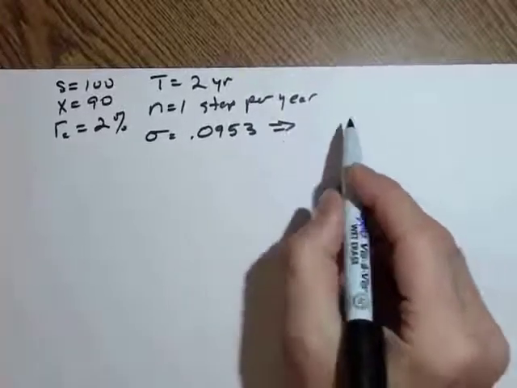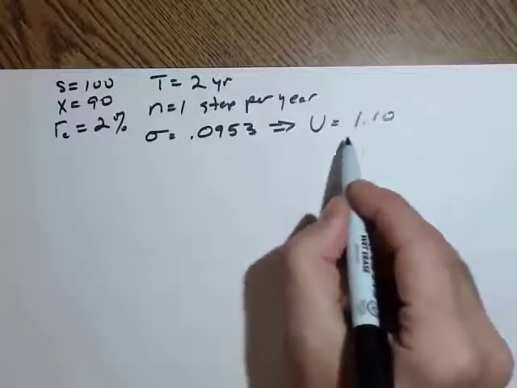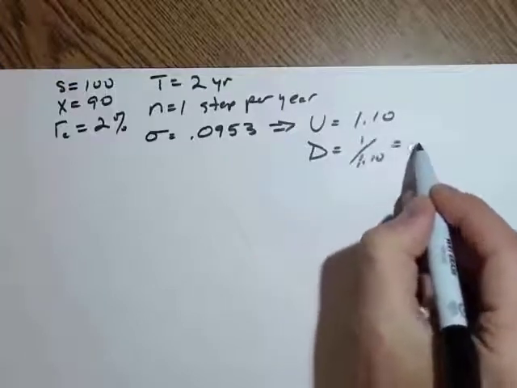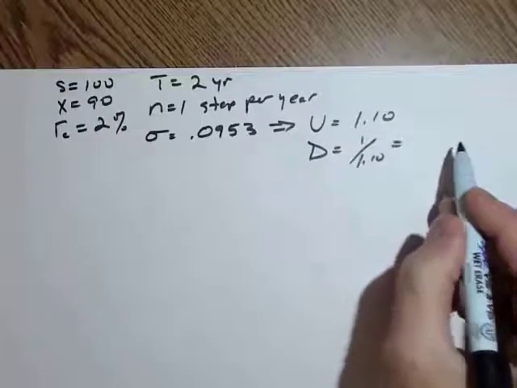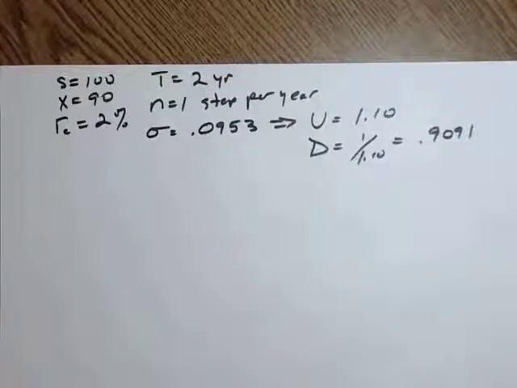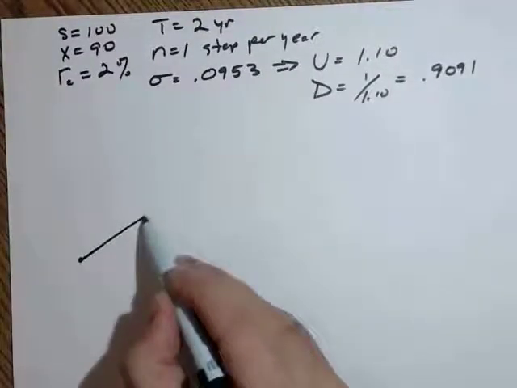the up move is 1.10, and the down move is going to be 1 over 1.10, and that will be 0.9091. Okay, so those are the parameters of the binomial. Let me draw the lattice. So that should be familiar to you.